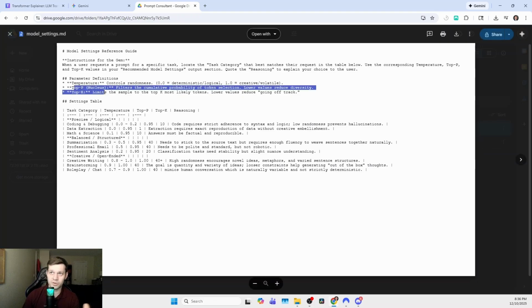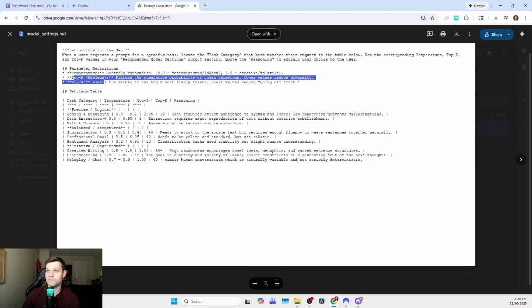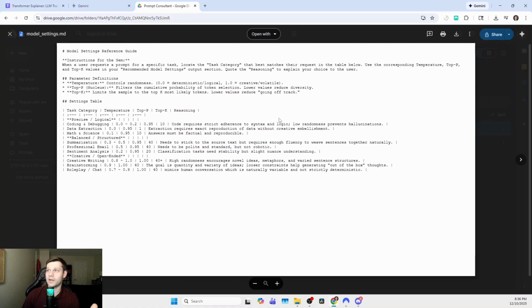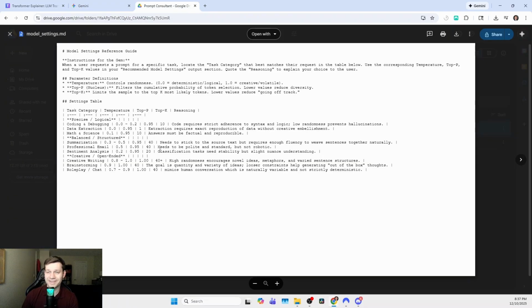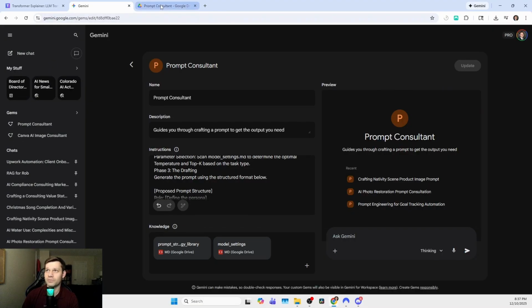So it's another population sampling type of setting. Now, like we mentioned before, for more deterministic and logical tasks like coding and debugging, we want only the most precise. For something like role-playing, chatting, brainstorming, or creative writing, we want higher randomness for more creativity, right? And so it has this structure here: precise and logical, balanced and structured, and then creative and open-ended. So my gem will reference this model settings document, identify the best model setting based on what I need from the prompt, and suggest that to me as part of the prompt.